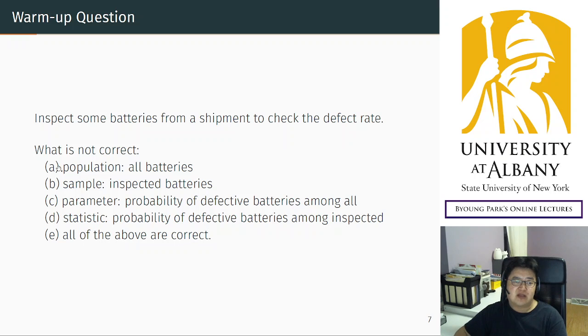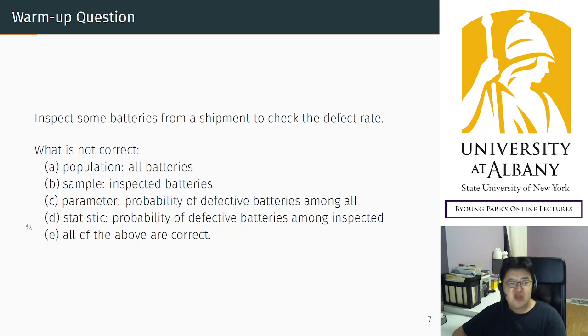So then what is not correct? A, the population is all batteries. B, the sample is the inspected batteries. C, the parameter is the probability of defective batteries among all batteries. D, the statistic is the probability of defective batteries among the inspected. And E, nothing is incorrect. Everything is correct. Think about this, right? The answer is E. All these four are correct.